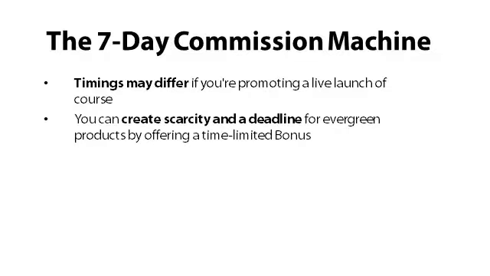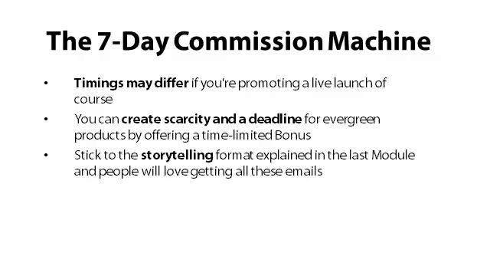But let's just take the 7-day commission machine as an example for you to learn how you apply this. Now, you can create scarcity and a deadline, as I've said, even if it's an evergreen product, by offering a time-limited bonus. You need to stick to the storytelling format that I've explained in the previous modules, so people will love getting all these emails. It's not like you'll be hitting them over the head with a stick saying the same thing every time, and they're going to really complain and say, why are you sending me all this stuff? They're going to get value from it if you do this in the right way that I've taught you.